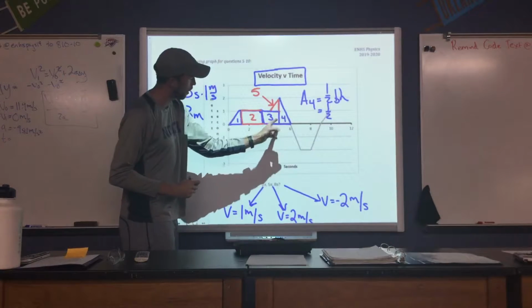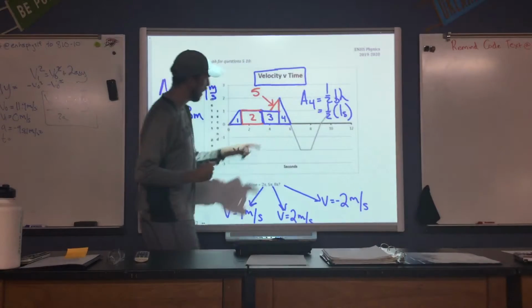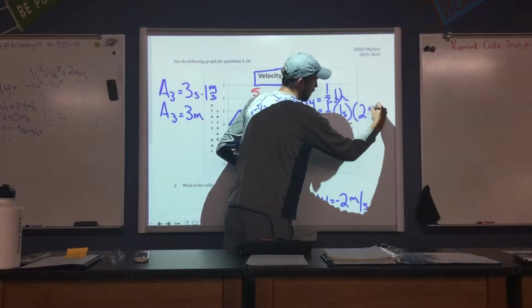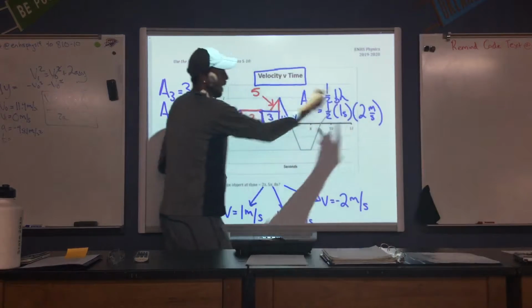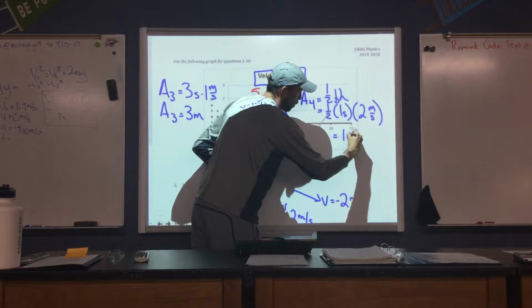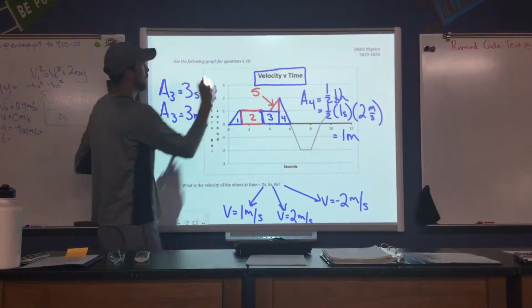1/2, our base here for the triangle is 5 to 6 seconds, so just 1 second. And the height here from 0 up to 2, so 2 meters per second. So 2 times 1 gives me 2, multiplied by 1/2. That's going to be 1 meter. And then area 5, we're kind of spread out here.